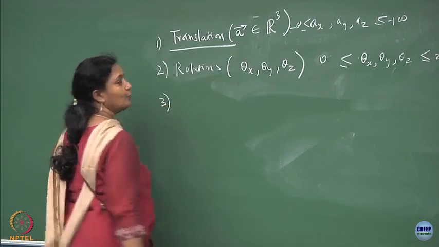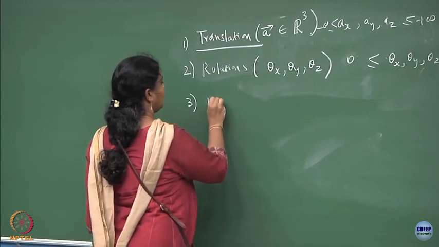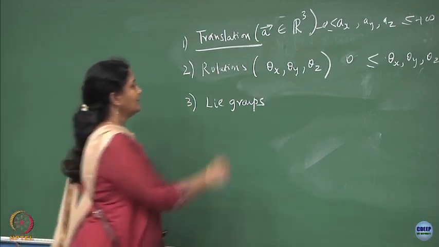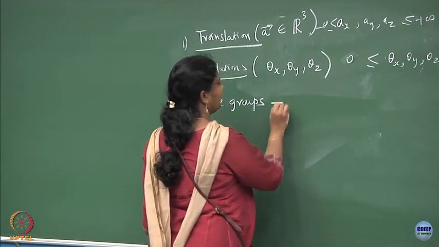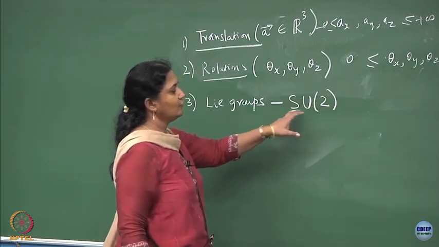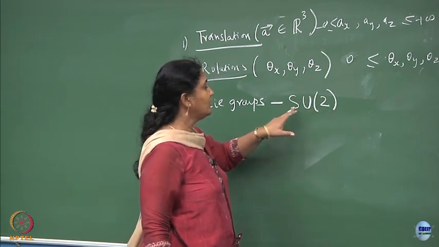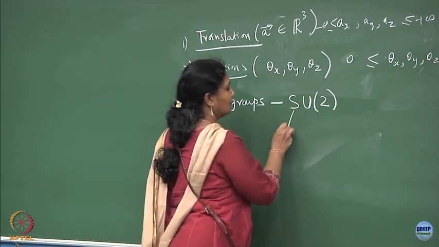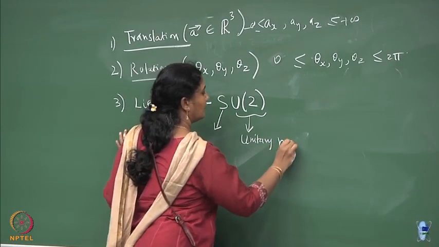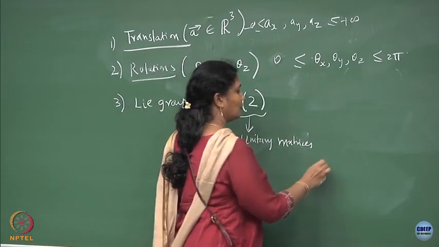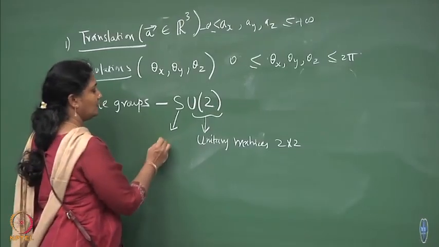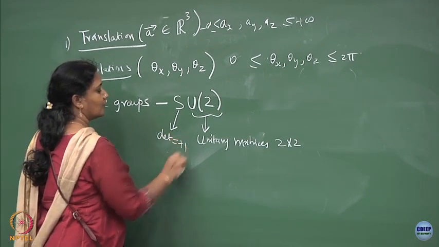Then I will slowly introduce groups which are Lie groups. First I will do a warm up to get a clarification on the notations. So, the Lie groups specially I will confine to this. S denotes, I will tell you what it is. SU2 denotes that you write 2 cross 2 unitary matrices with determinant plus 1. Okay. So, U denotes unitary matrices with the lowest non-trivial dimension as 2 cross 2, and this S denotes determinant to be equal to plus 1. Okay.